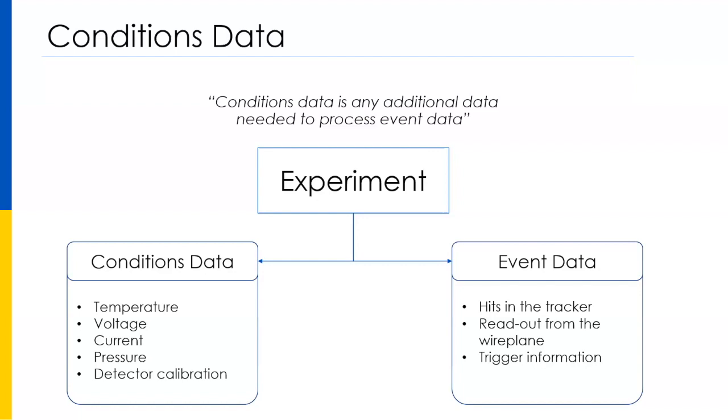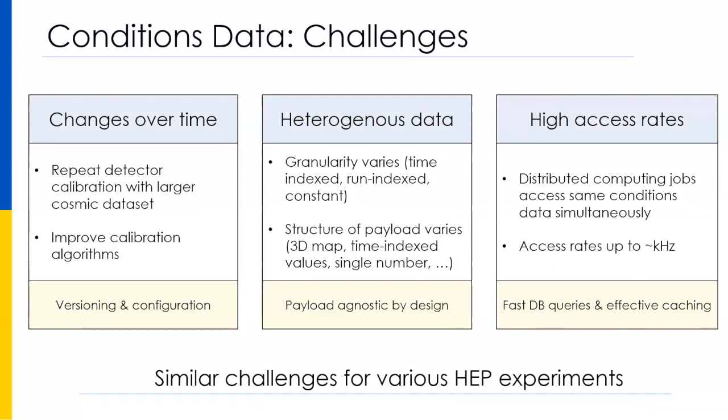And this project concentrates on this valuable part of all experiments. There are several challenges. For example, changes over time. We can repeat the vector calibration with a larger cosmic data set, etc. And for this, we need to version and configure them.